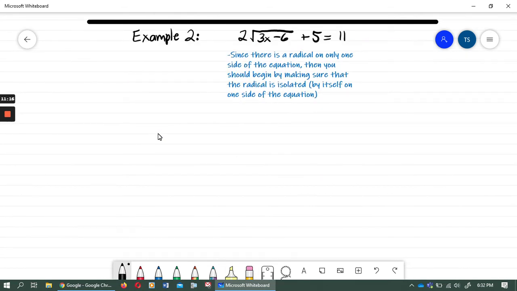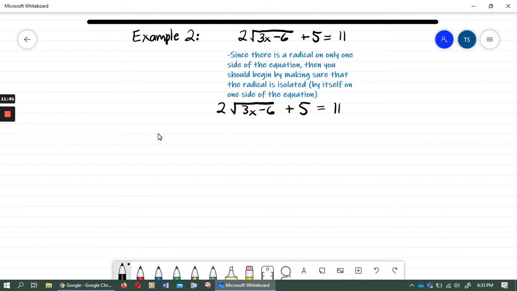All right, so guys, let's go ahead and do that. Let's work this out to get that radical isolated by itself on one side of the equation. Let's use some inverse operations to remove that +5 that's on the outside and to remove that times 2 that's on the outside of this radical.